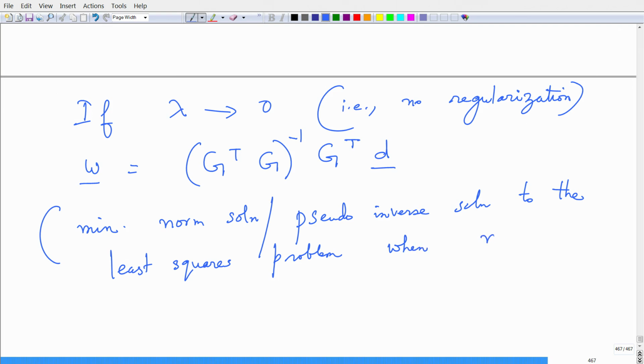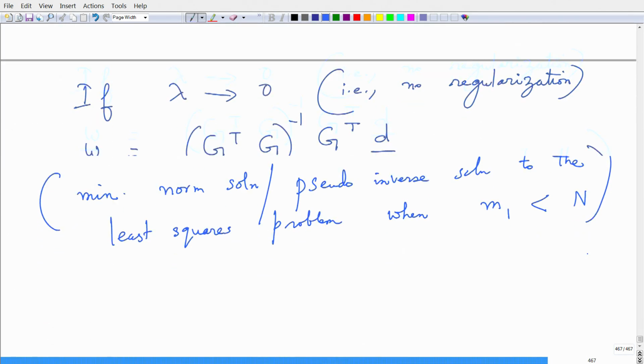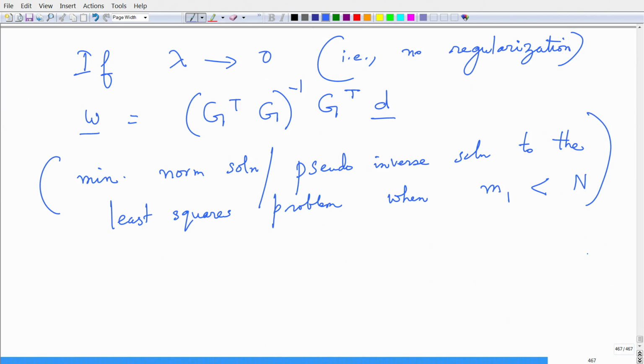That occurs when M1 is less than n, right. We are doing some data fitting here and we want an approximate solution to this, and under those conditions this boils down to the minimum norm solution, and that is what we have here. And depending upon my lambda, I would weigh this by lambda times G naught, and that is the regularization effect that I have towards my solution to the weight vector W. Okay, so this is an interpretation here.